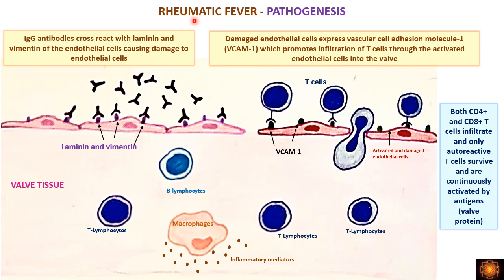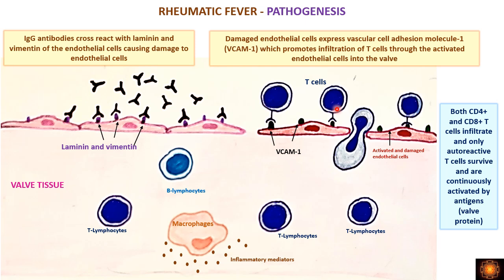Initially, as I told you, in the heart we see myosin and troponin, all of which are present in the valvular tissue. So how do the antibodies act on the molecules present within the valve tissues? We have to see that initially the antibodies act on the laminin and the vimentin present on the endothelial cells. When the antibodies attack these endothelial cells, they get activated. And once they get activated, or are somewhat damaged also, they express vascular cell adhesion molecule 1, VCAM1. Now this VCAM is mainly responsible for the adhesion of the T lymphocytes.